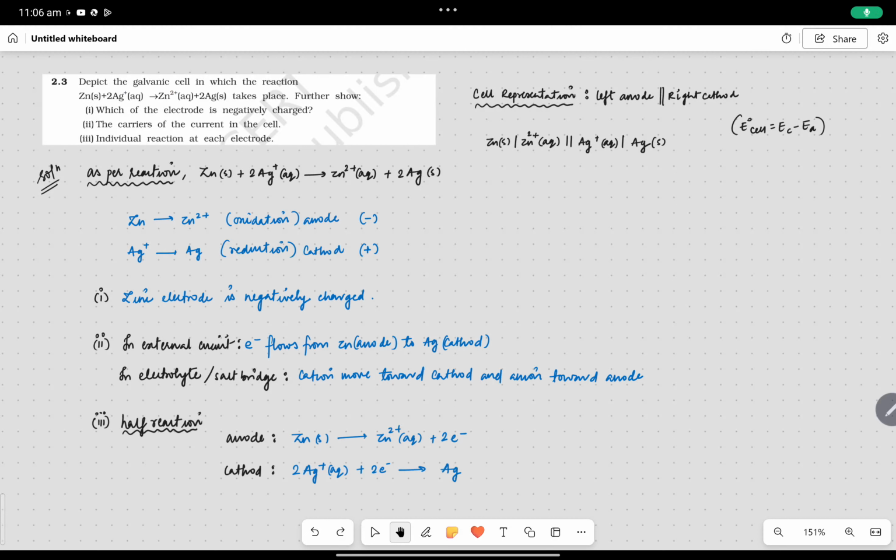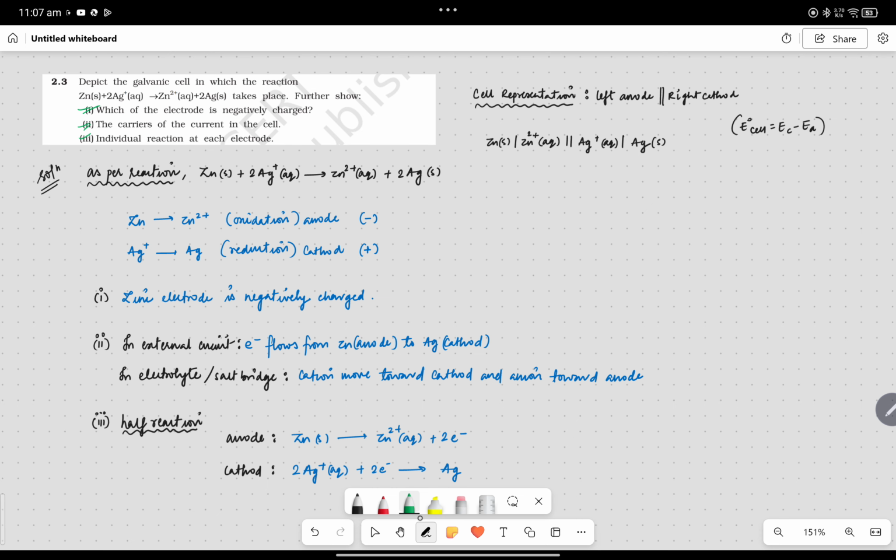So this is question number 2.3, and the question says: depict the galvanic cell in which the reaction Zn(s) + 2Ag+(aq) gives Zn2+(aq) + 2Ag(s) takes place. Further show which of the electrodes is negatively charged, the carrier of the current in the cell, and the individual reaction at each electrode.